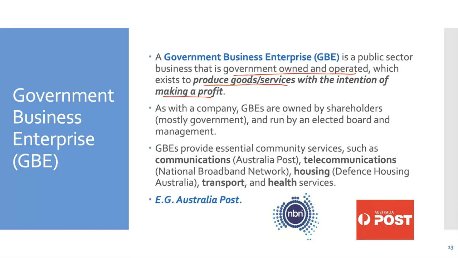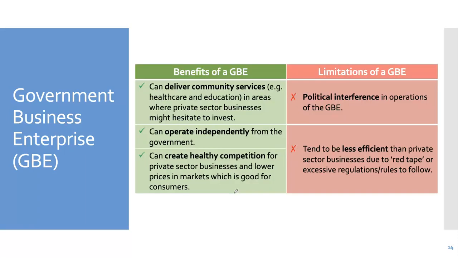And this might be things like communication, Australia Post, telecommunication, so the broadband network, and housing and transport and health services. These are things that Australia needs, society needs, and if a business isn't going to do this effectively, governments might create their own businesses. Benefits being that they can deliver community services. They can operate independently from governments, so they are set up theoretically as independent. We'll talk about a disadvantage in a second. And they can create healthy competition for private businesses trying to do this as well.